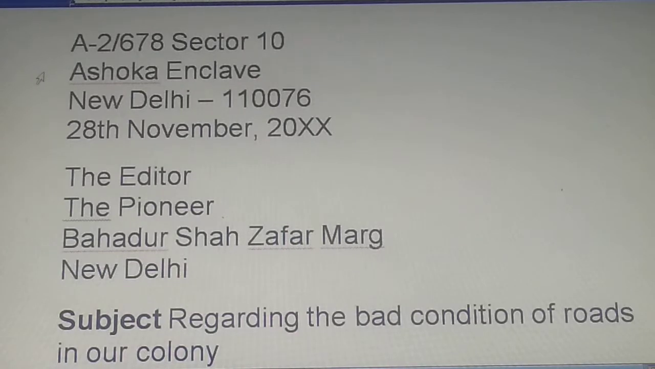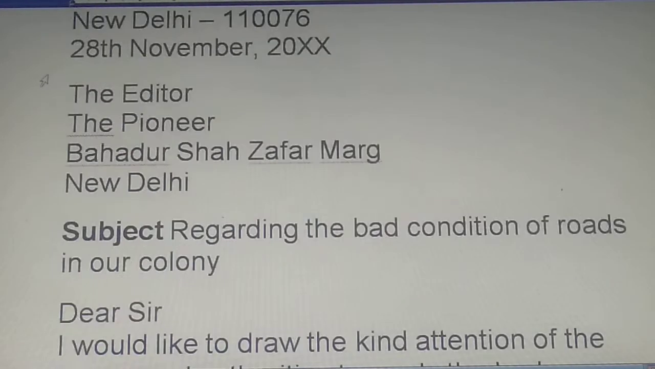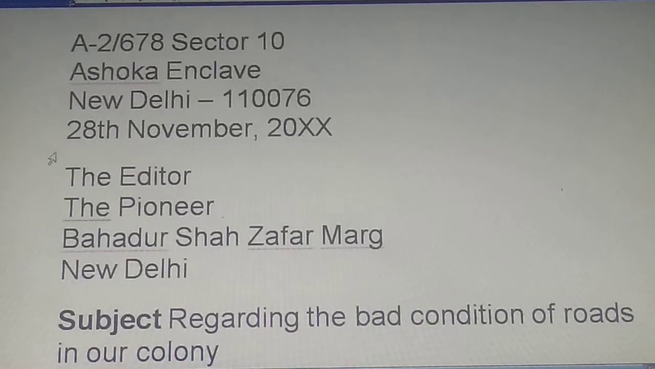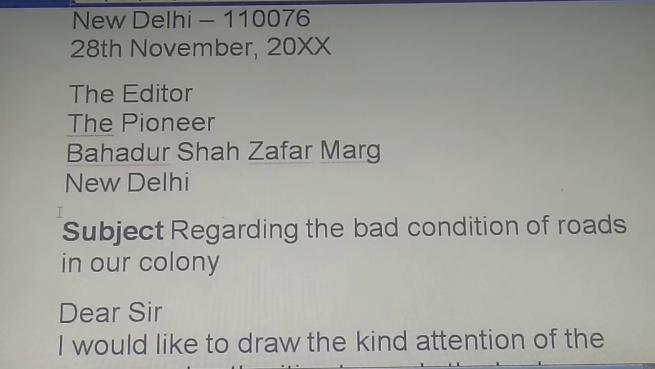On top left hand side is your address. That's your address on top left hand side. Then you write the date, the year, the editor, the pioneer, Bahadur Shah Zafar Marg. The pioneer is the name of a newspaper. Children, after writing your address, it is better to leave a line here. Then you write the editor, the address. After that, again leave a line. Yes, that would be better. Then write subject. Then again leave a line.